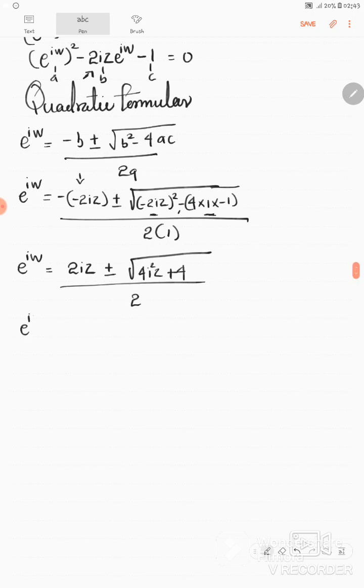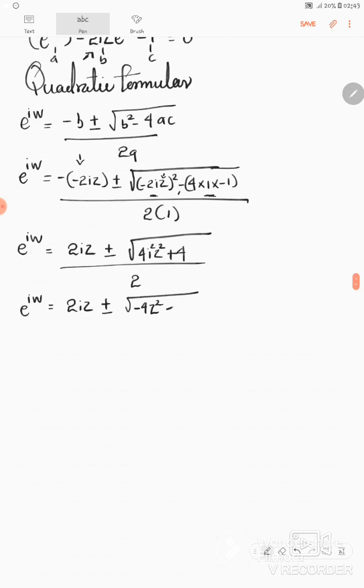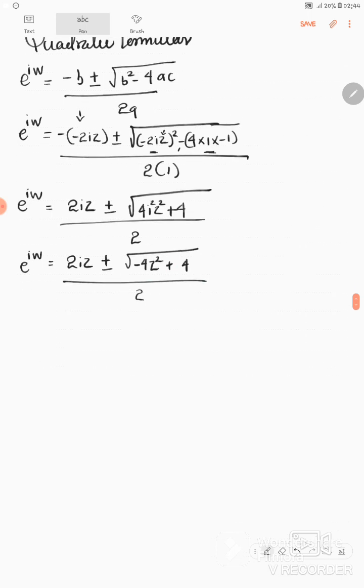Now e to the power iw equals 2iz plus or minus square root of, since we all know that i squared is minus 1, that will give us minus 4z squared. No, there's a square here. When this is squared, we enter this. So minus 4z squared plus 4, all over 2.